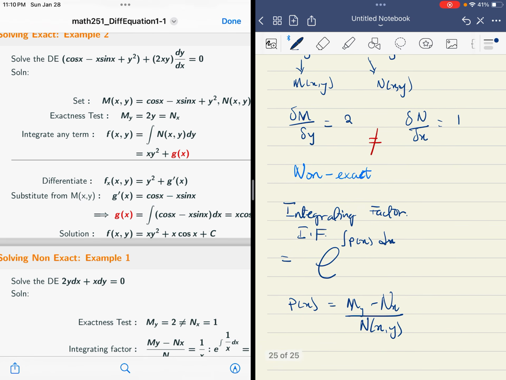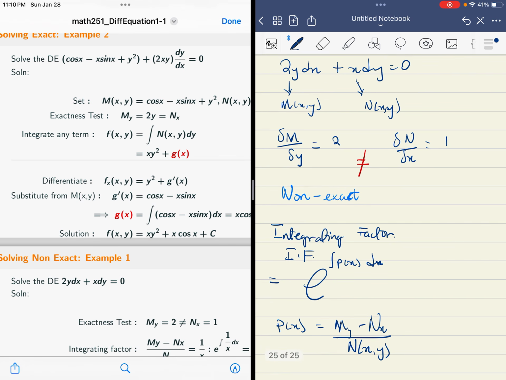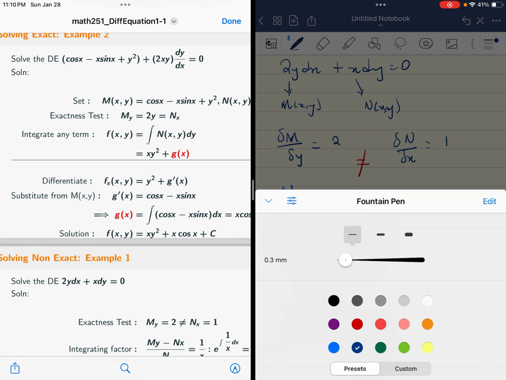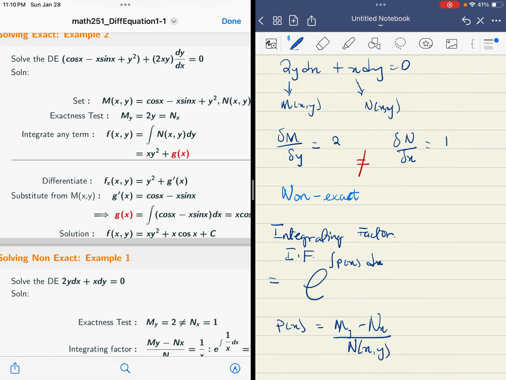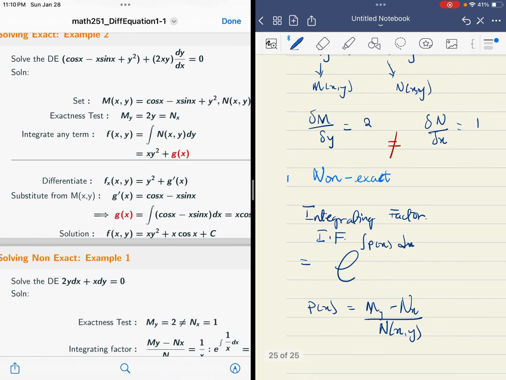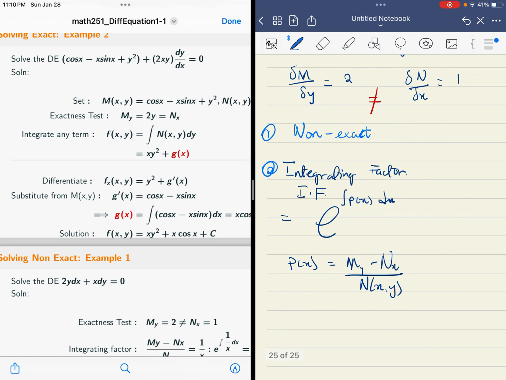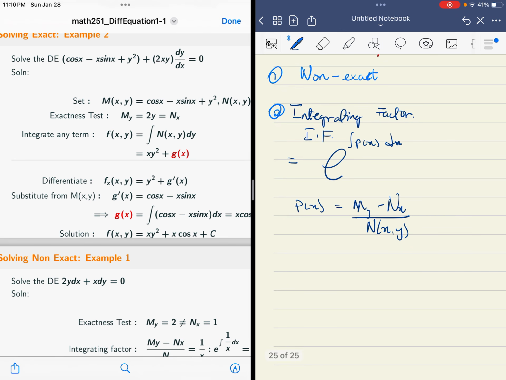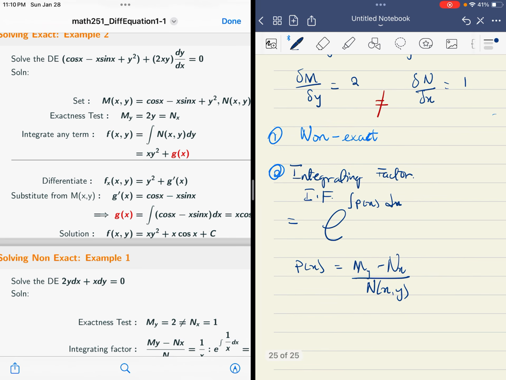So let us look at, so I didn't label the steps, forgive me for that. So the first step is to make sure it's in differential form and test for exactness, right? So that is our first step. Our second step is to introduce the integrating factor when it is non-exact. So that is what we are going through now. So let's work towards this integrating factor.